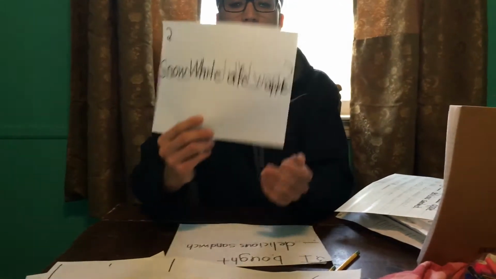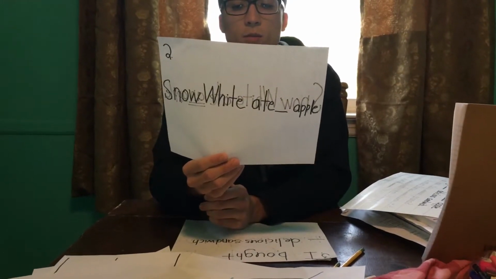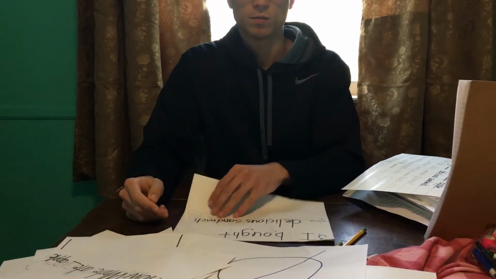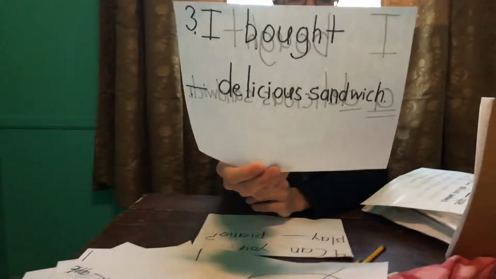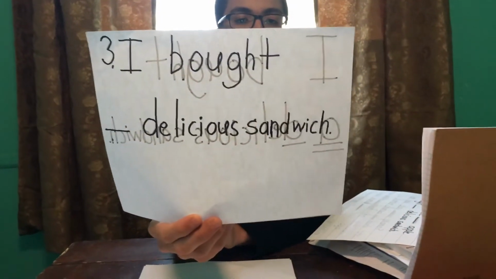The second sentence is, Snow White ate blank apple, and since apple starts with a vowel, you would put an in front of apple. Number 3, I bought a blank delicious sandwich. Since delicious starts with a consonant, you would say a delicious sandwich.